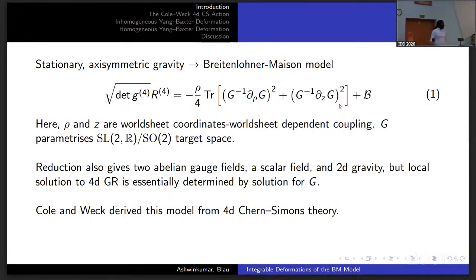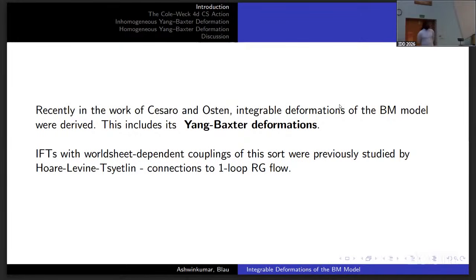And in a very beautiful work by Cole and Weck from a few years ago, this model was derived from four-dimensional Chern-Simons theory. And this was also based off some previous work by Robert Penna, where the same model was derived from 6D Chern-Simons theory on twistor space. More recently, in the work of Cesaro and David Osten, integrable deformations of this Breitenlohner-Maison model were derived. And this includes Yang-Baxter deformations, both homogeneous and inhomogeneous, as well as auxiliary field deformations.